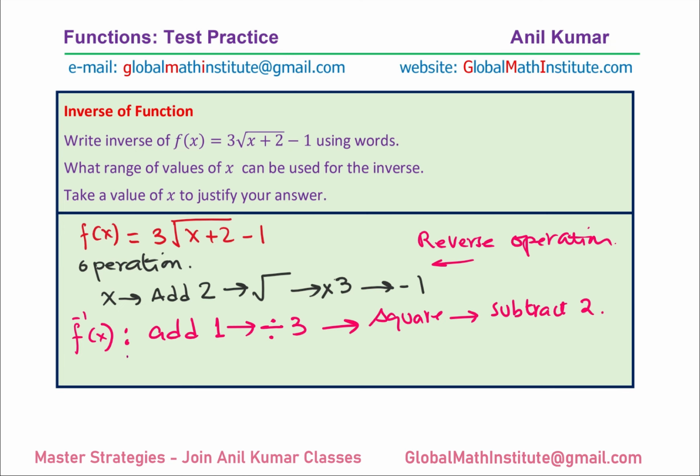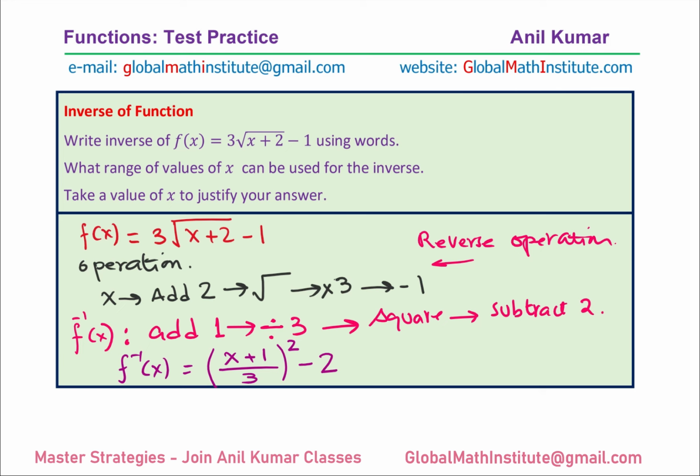So now we have the inverse of this particular function, which can be written as x plus 1, right? Divide by 3 square, and then you subtract 2. Do you see that in algebraic form? In words, you write as add 1, divide by 3, square, and subtract 2.